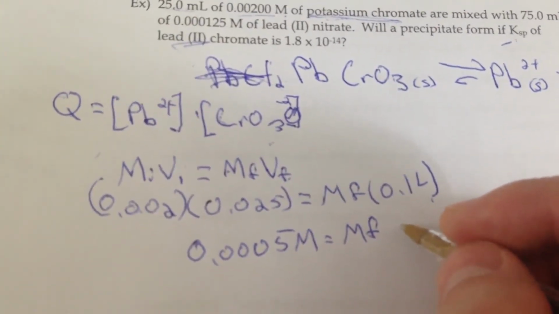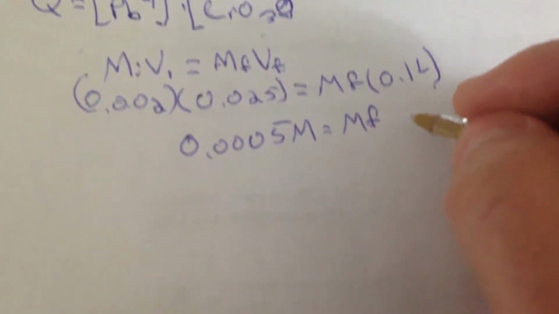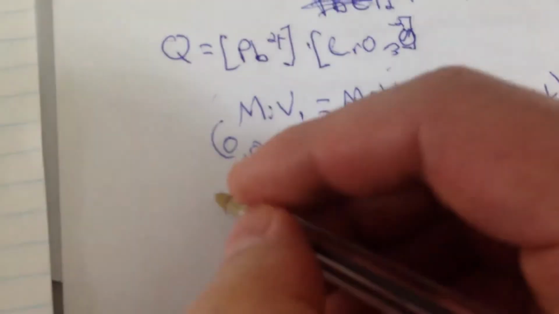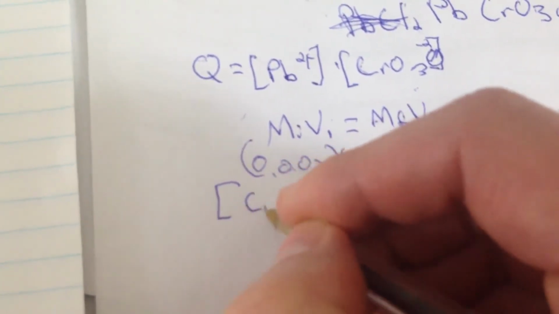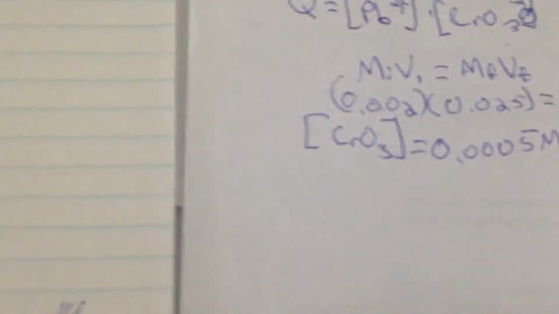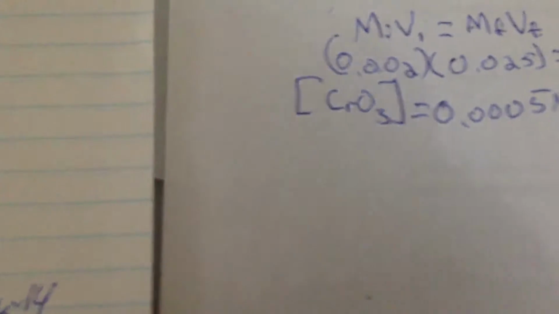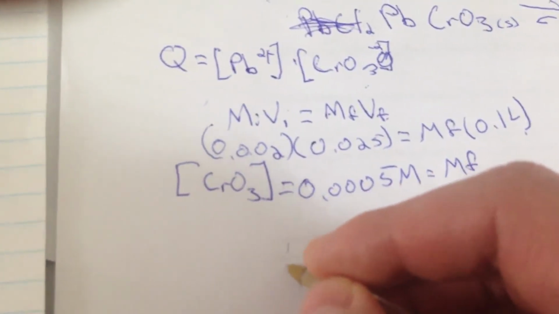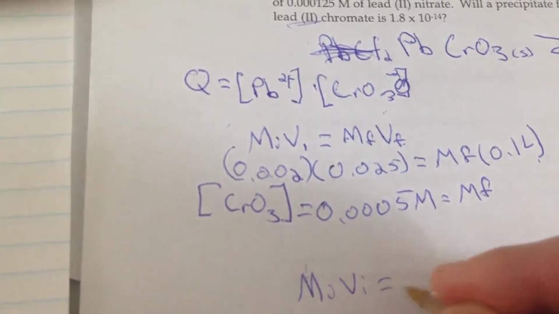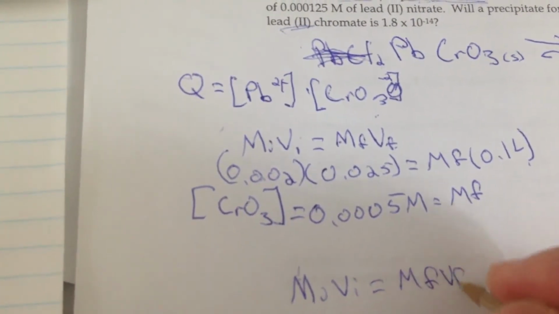Oh, sorry, that's Cr. Okay, so there's my concentration. Now I need to do the same thing, but for lead. I'm going to set up the same thing as before: MiVi equals MfVf.